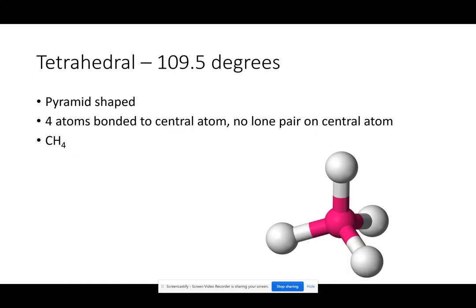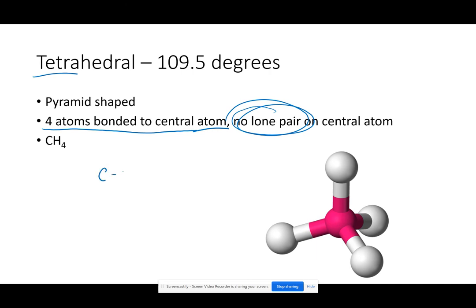Our last shape is tetrahedral. Tetra, of course, meaning 4. So tetrahedral has four atoms bonded to the central atom. Because we're not doing shapes with expanded octets, if there are four things bonded to the central atom, there's not going to be any lone pairs on that central atom, because there wouldn't be any space for it. If there are four things bonded to that central atom, it has a complete octet.